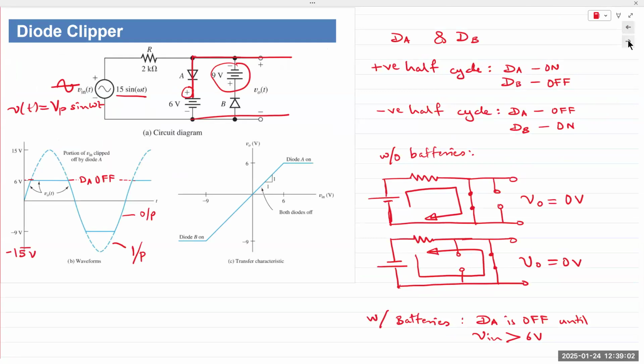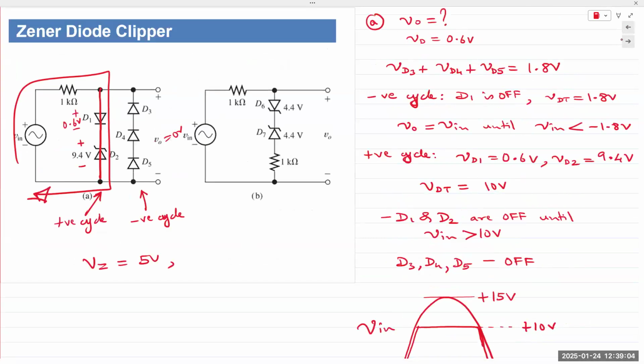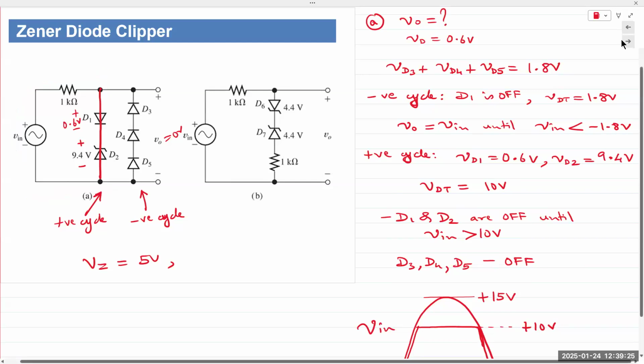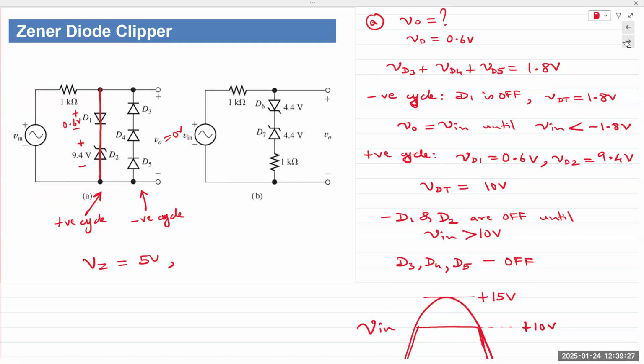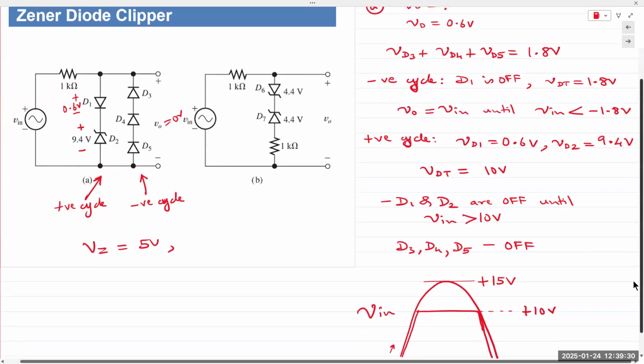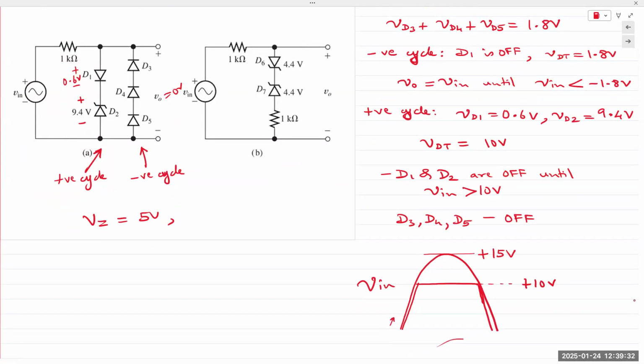And the same function of the battery is now done by the Zener diode. The Zener diode drops 9.4 volts across it. The silicon diode drops 0.6 volts across it. So 10 volts is maintained across the output. The current is still flowing through that pathway, but the voltage is held at 10 volts. Hence, there is no need of a battery. But once it falls below 10, then again, diodes turn off. Vout again is equal to Vin.